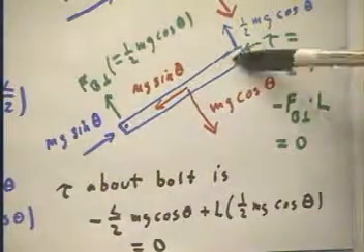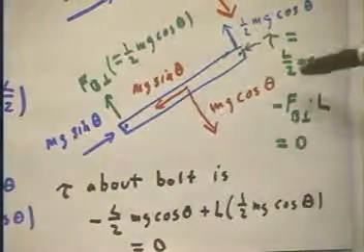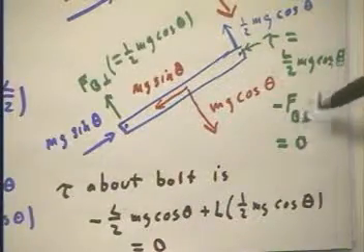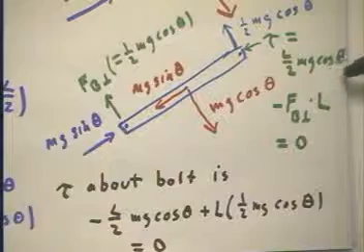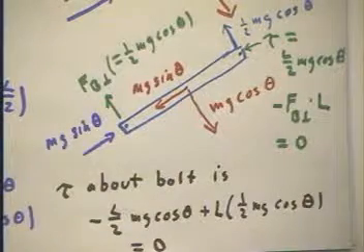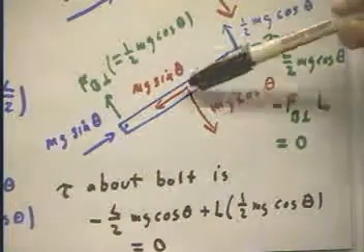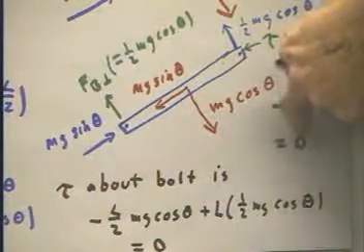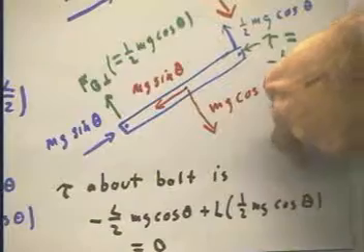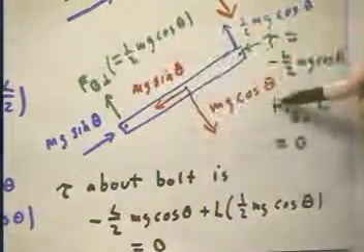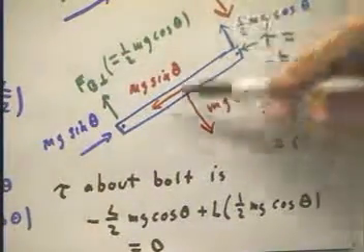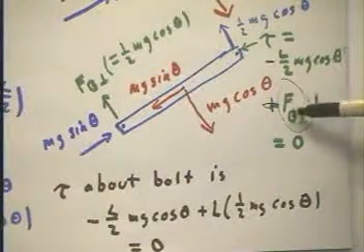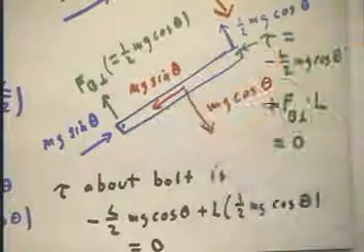If we do the torque about this end, we see that the mg cosine theta exerts a torque of L over 2 mg cosine theta, and that's actually going to be in the negative direction. Let's make that negative. And then this force down here is going to be required to balance this torque. And we're going to be able to solve for this. And this is the force of the bolt perpendicular to the beam.